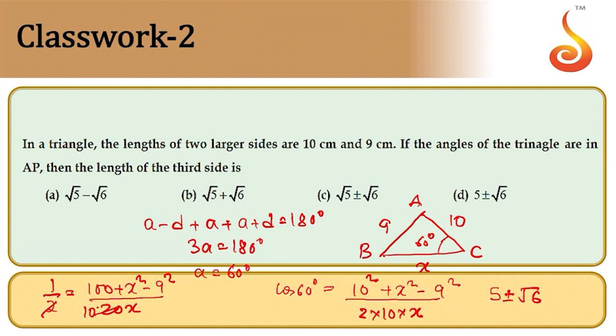The main thing is the concept. I hope you have understood: A minus D is the smaller angle, A is the in-between angle, and A plus D is the bigger angle. So the 60 degree angle is opposite 9, then x, then 10.